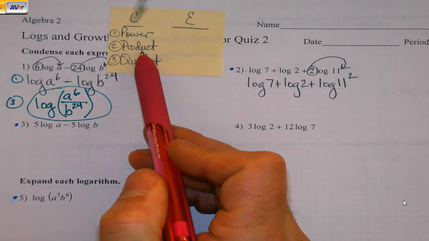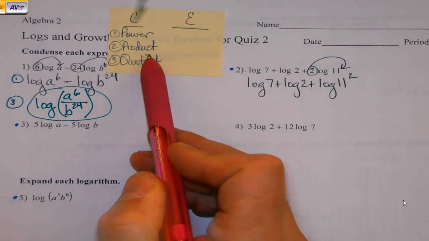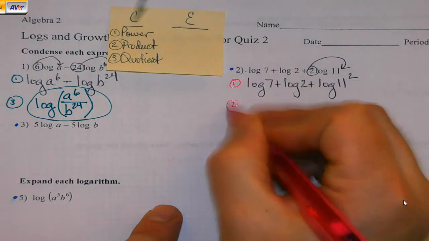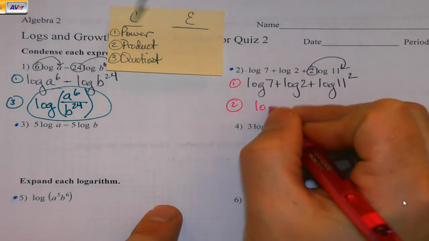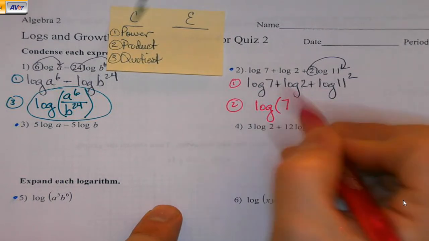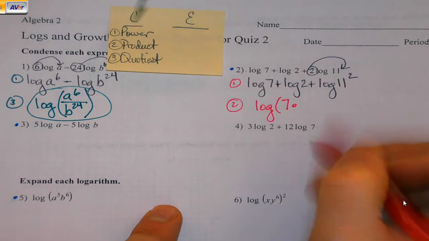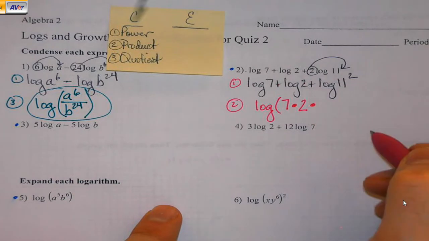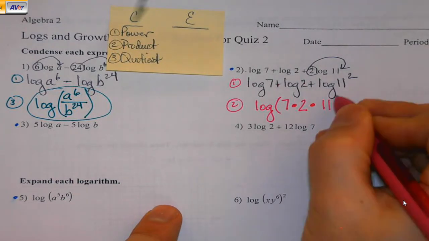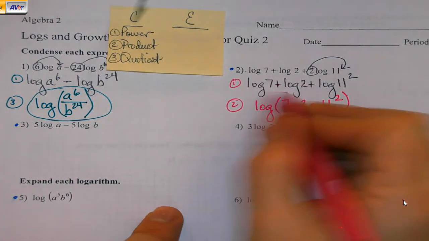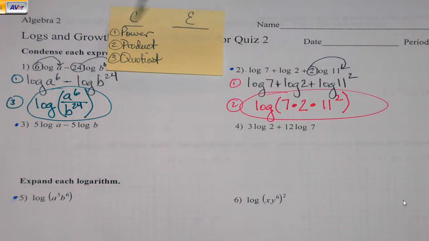Product in this case would be, do I have any pluses that need to turn back into times? Oh, yeah. So here, again, single log, 7 plus becomes times when I'm condensing, 2 plus becomes times when I'm condensing, 11 squared. Single logarithm. And I'm set.